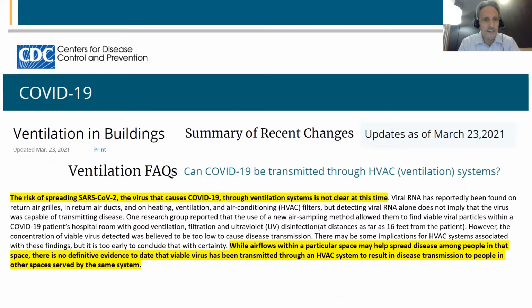when the US Centers for Disease Control and Prevention updated their COVID-19 ventilation and buildings frequently asked questions, and that question was simply, can COVID-19 be transmitted through HVAC ventilation systems? And they concluded that while airflows within a particular space may help spread disease among people in that space, there is no definitive evidence to date that viable virus has been transmitted through an HVAC system to result in disease transmission to people in other spaces served by the same system.